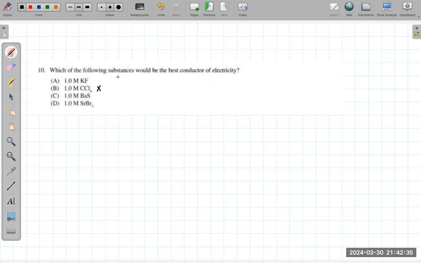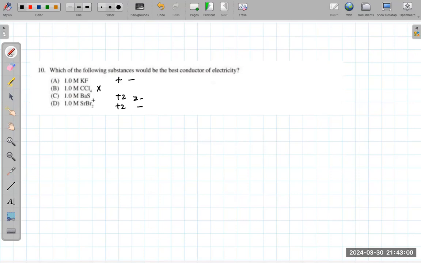So it's K plus and F minus. Okay. Ba is 2 plus and S is 2 minus. Okay. And Sr is 2 plus and Br is minus 1. Okay. So in this case, our best option will be D. D directly. You don't have to look for more.